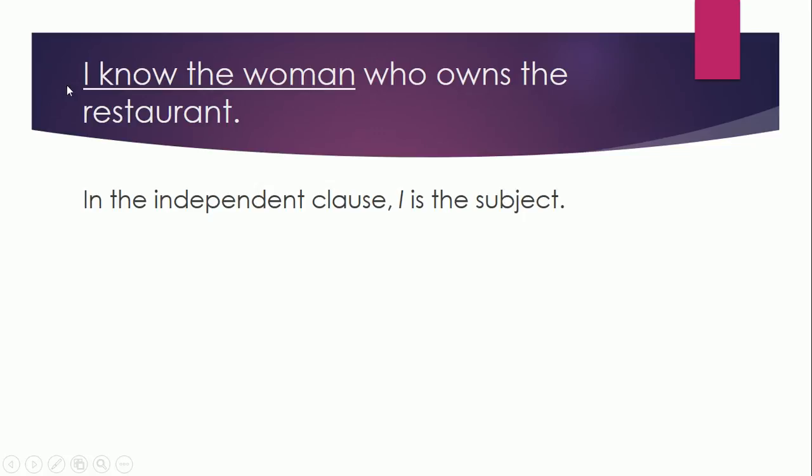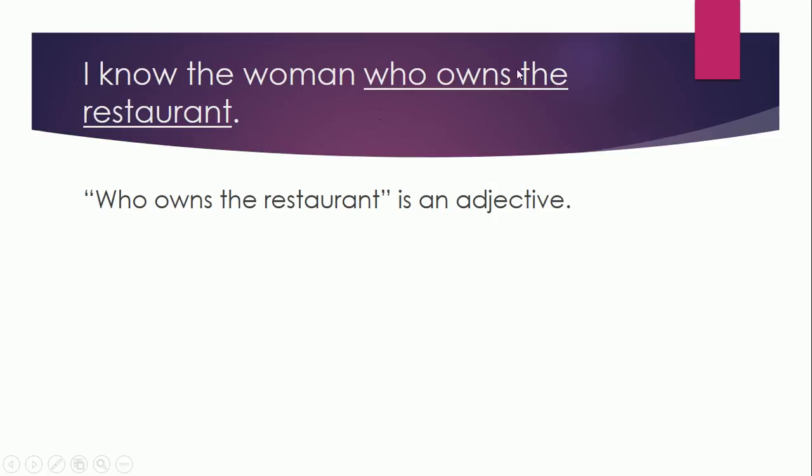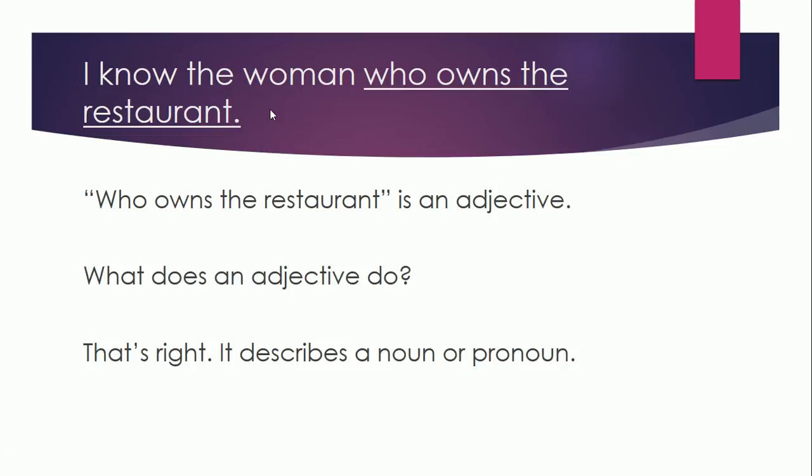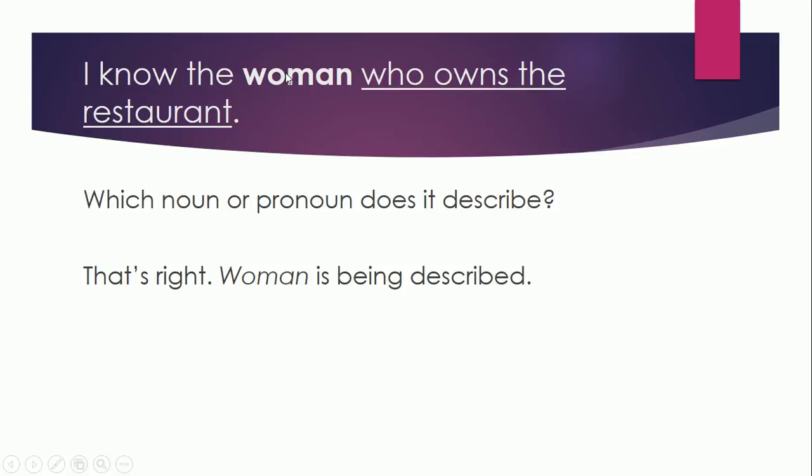Okay, in the independent clause, I is the subject, know is the verb, woman is the direct object, and then our adjective clause is describing a noun or a pronoun. What is it describing? What does it do? It describes a noun or a pronoun. And it is describing woman. That is the word being described. That's why it goes right after the word woman. If it went somewhere else in the sentence, it would be in the wrong place, but it's got to go right after it.